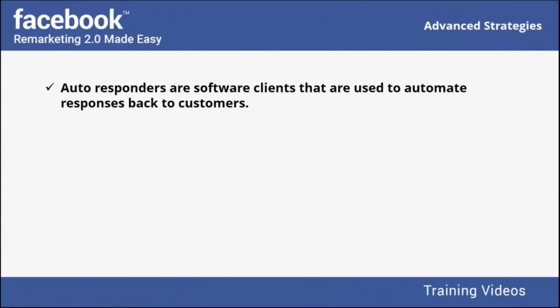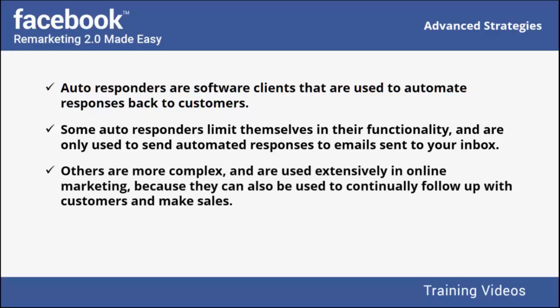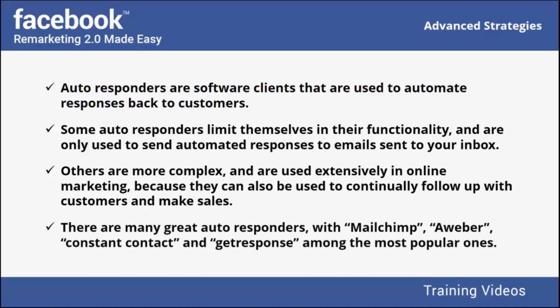Autoresponders are software clients that are used to automate responses back to customers. Some autoresponders limit themselves in their functionality and are only used to send automated responses to emails sent to your inbox. Others are more complex and are used extensively in online marketing because they can also be used to continually follow up with customers and make sales. There are many great autoresponders, with MailChimp, Aweber, Constant Contact, and GetResponse among the most popular ones. You can use any of those autoresponders to see who is not opening your emails.